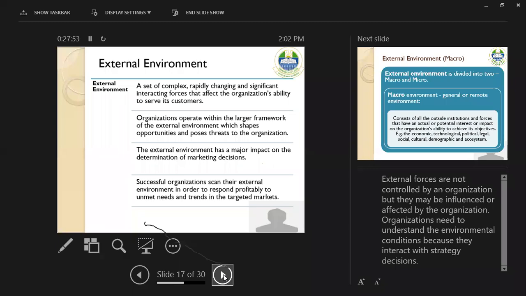And of course, successful organizations will always want to scan the external environment so that they will know what is happening and respond appropriately. And that may earn them profit if there are unmet needs and trends in the markets they are targeting. So external forces, like we said, are not controlled by an organization, but they may be influenced or affected by the organization. All organizations need to do is to understand the environmental conditions and look for strategies to interact with those conditions and see how they go about it.